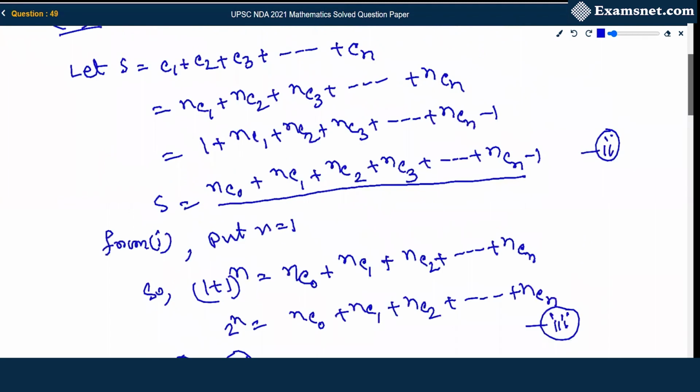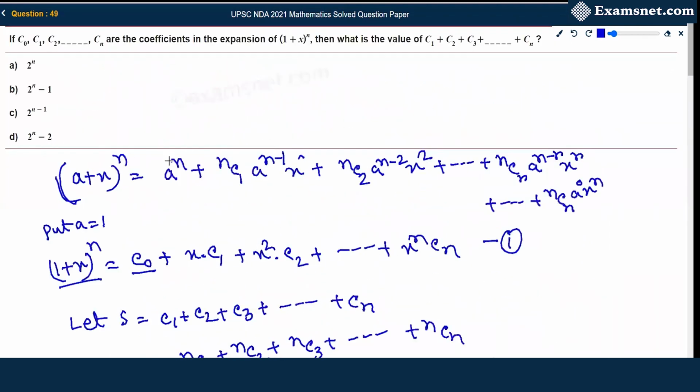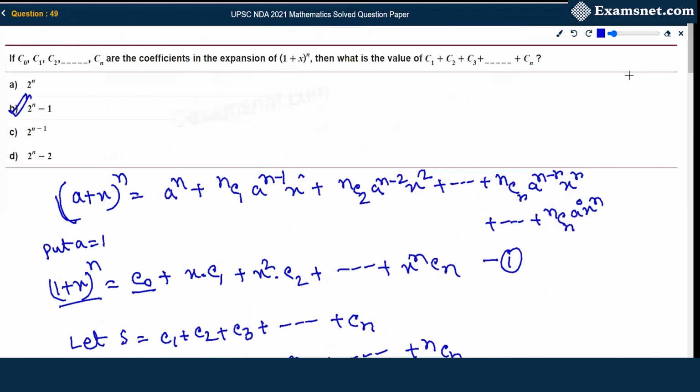So here option B is the correct one. 2 to the power n minus 1 is the value for the summation from 1 up to n of C.